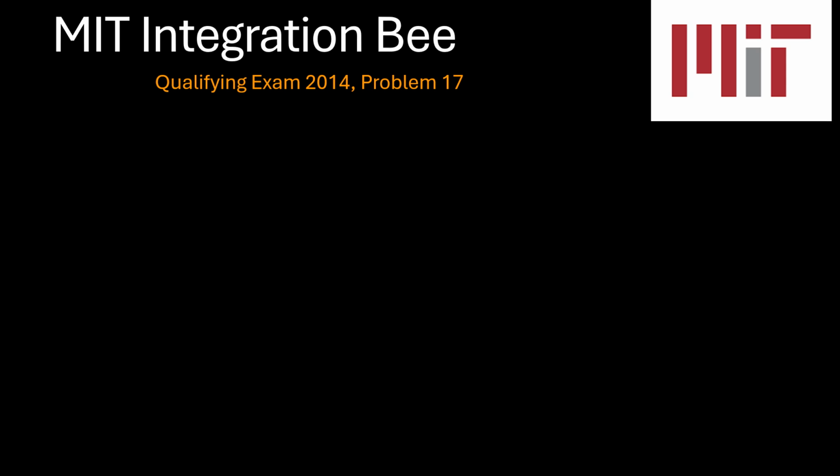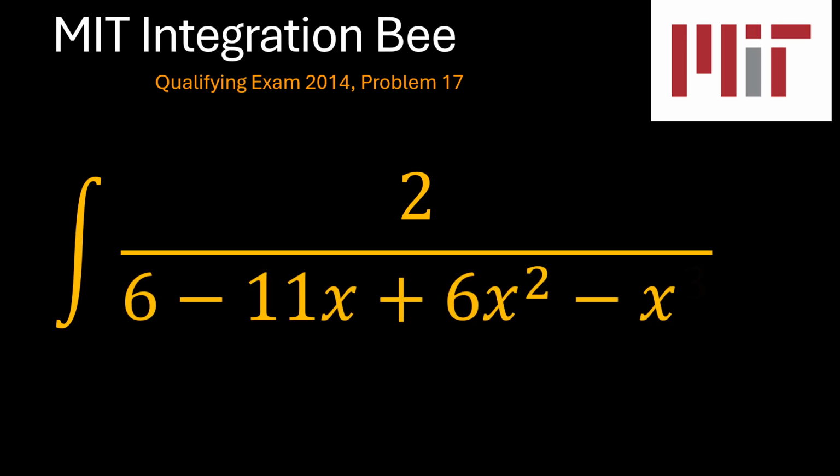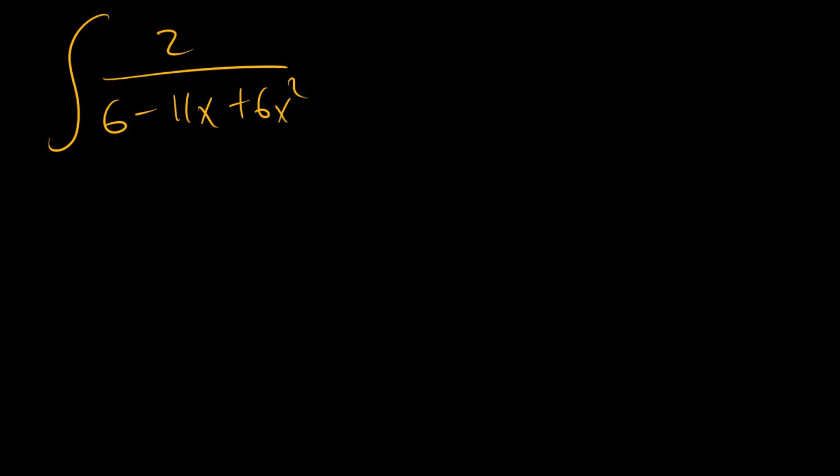So on to problem 17 of the MIT Integration Bee qualifying exam 2014, which is the indefinite integral of 2 over 6 minus 11x plus 6x squared minus x cubed. Okay, so let's see how we may be able to solve this problem. We have 2 over 6 minus 11x plus 6x squared minus x cubed.